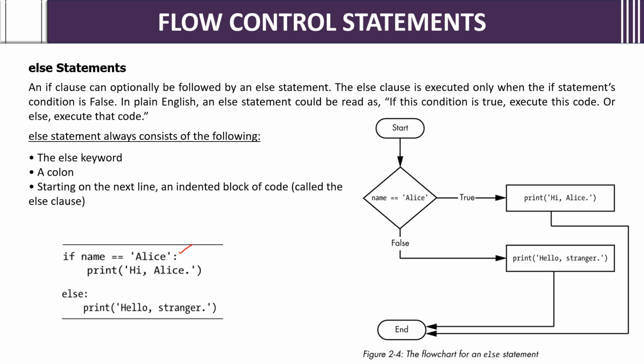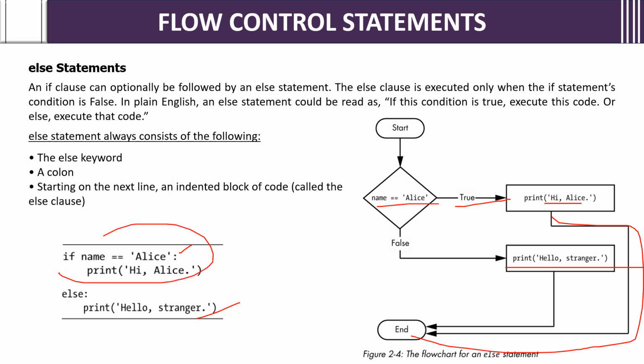We'll see the flowchart. Start. If name equals to Alice, what will it do? If true, then print Hi Alice. If it is false, what will it print? Print Hello stranger, it is telling. So it will print Hello stranger. If it is true, it will automatically go to end. The code is executed. If it is false, it will skip this if statement, go to the else statement, print Hello stranger, and end the program. Understanding?